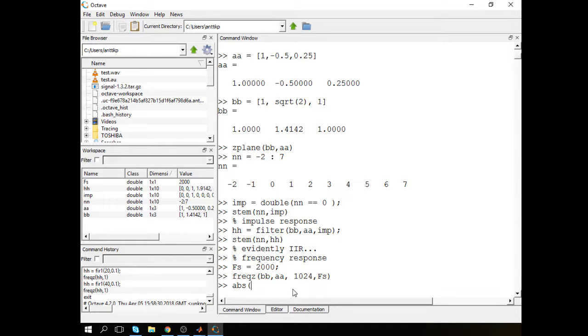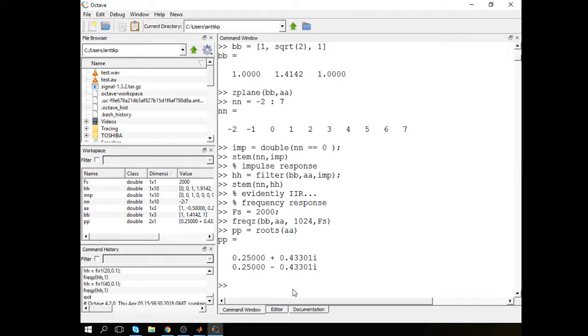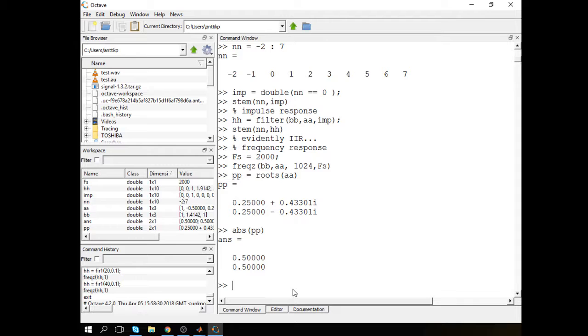So, let's see, P equals roots of A, and then the absolute value of P is 0.5. Let's multiply this by 0.9, meaning that now it's in the mid-range here. We move it to 0.9, so it's only 0.1 distance from the unit circle. I'm just scaling it.